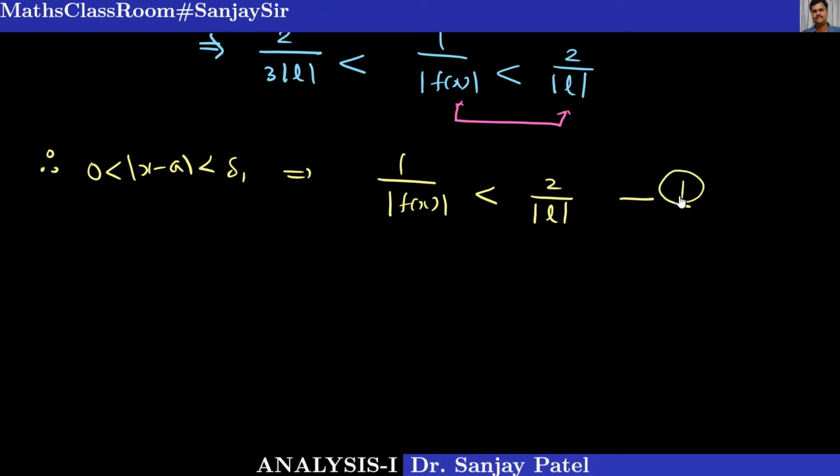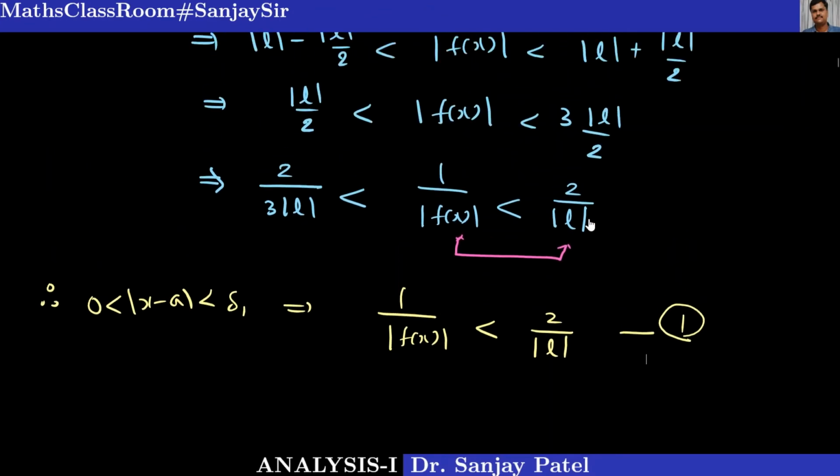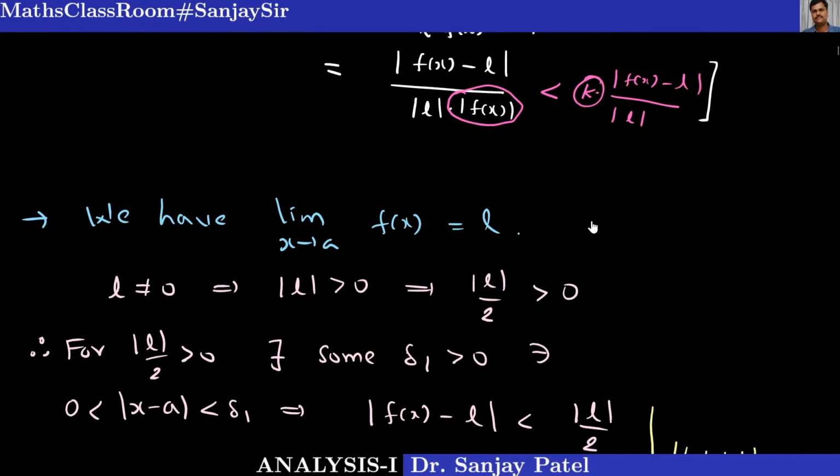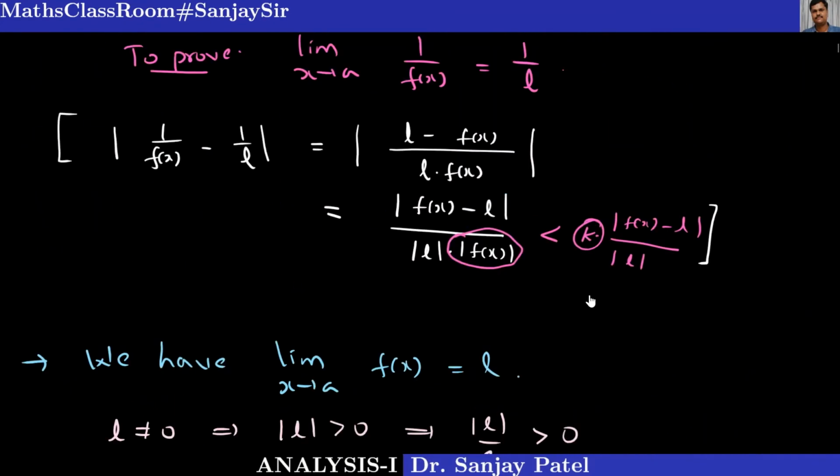Now, if I replace 1 upon f(x) by 2 upon mod L in our earlier discussion, I told you that I wanted to find some k. So this is less than 2 upon mod L into mod of f(x) minus L. So we'll get this thing here. You understand?